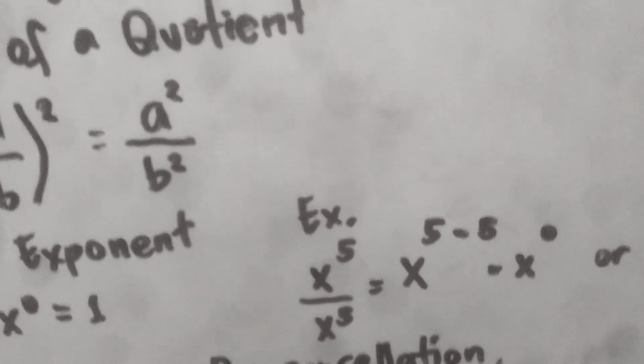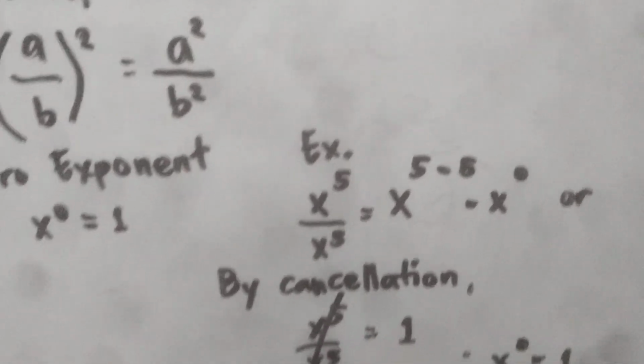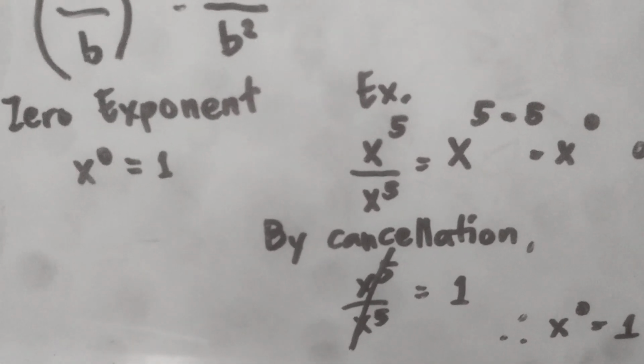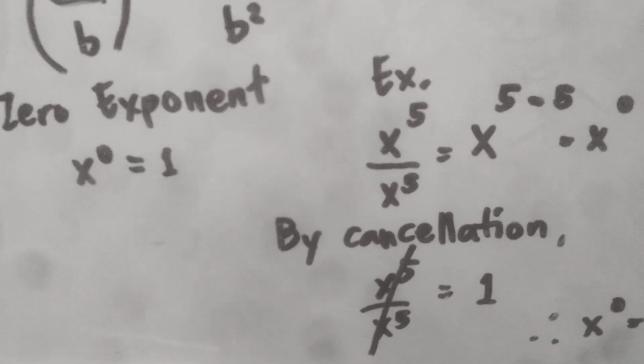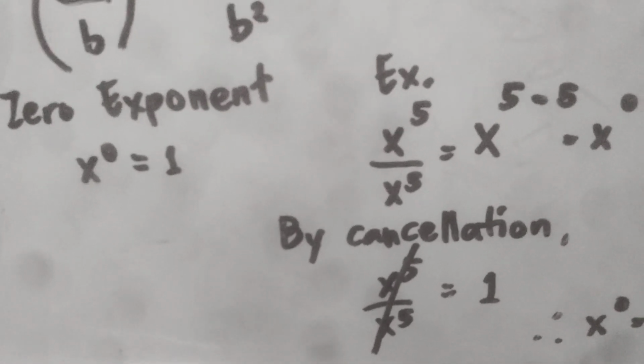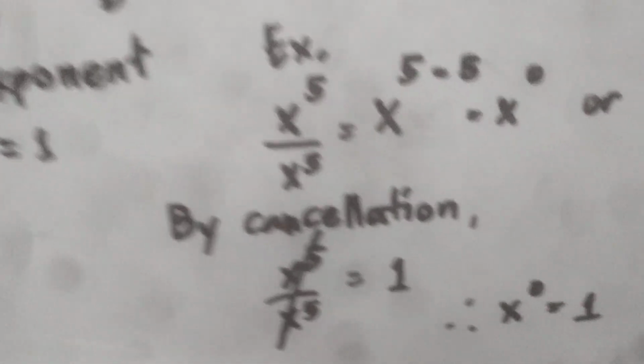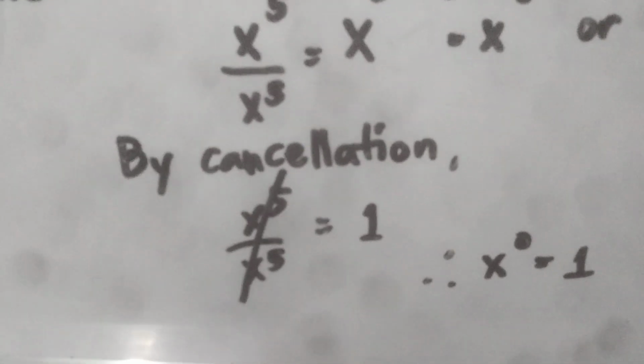raised to 0. Or if we do that by cancellation method, then we cross that out or we cancel out. Since the numerator and the denominator are the same, it means it is equal to 1. Therefore, x raised to 0 is equal to 1.